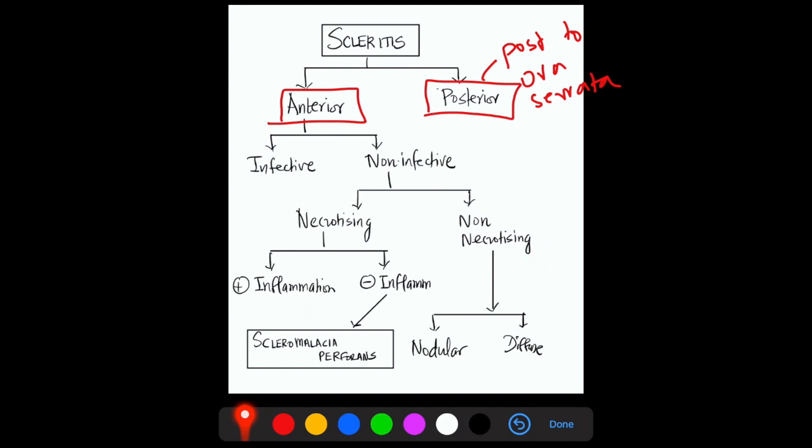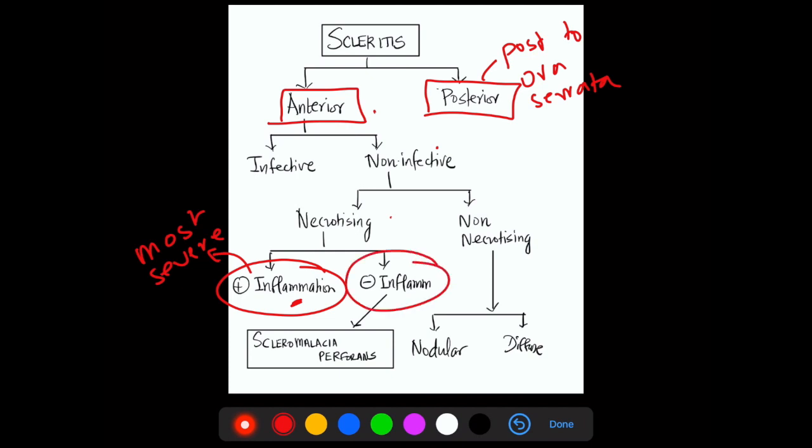The same applies to non-necrotizing, but necrotizing is relatively more severe when compared to non-necrotizing. Necrotizing can again be classified into with inflammation and without inflammation. If it's with inflammation, yes, it's very severe. In fact, the most severe type of scleritis is the anterior non-infective necrotizing scleritis with inflammation. If it does not have inflammation, it is what we commonly call scleromalacia perforans.